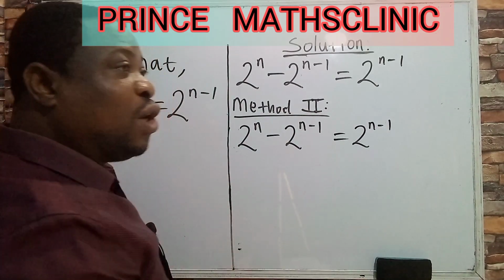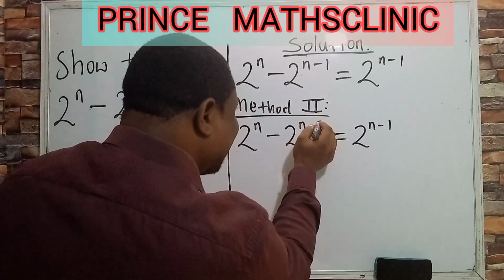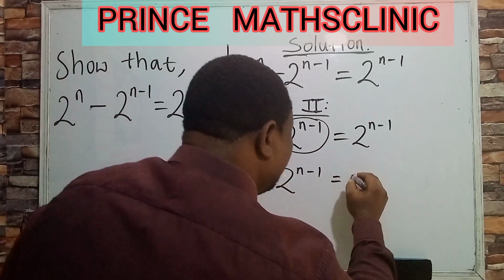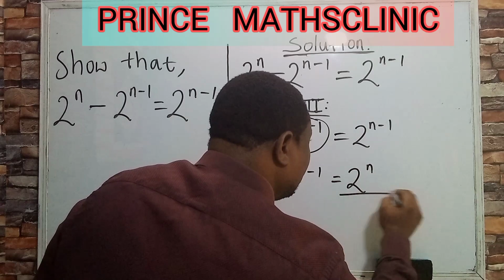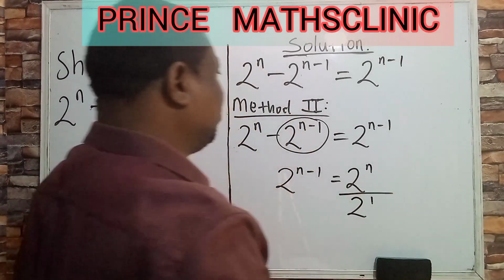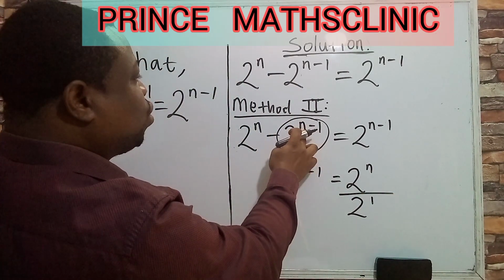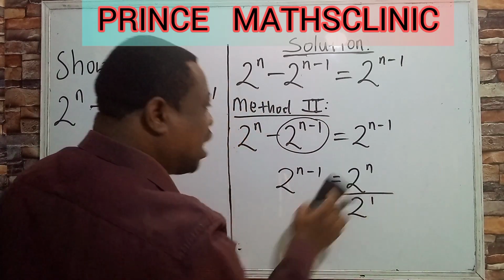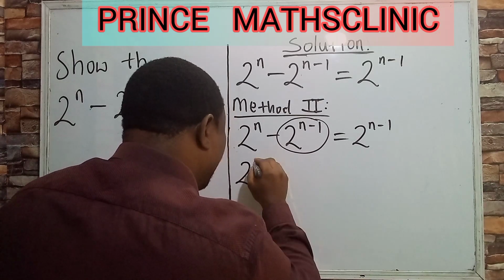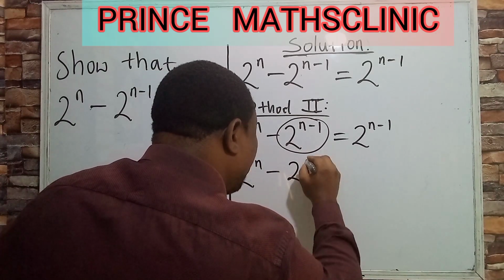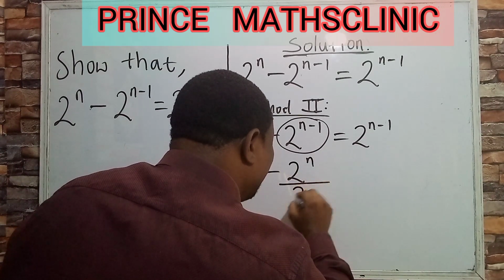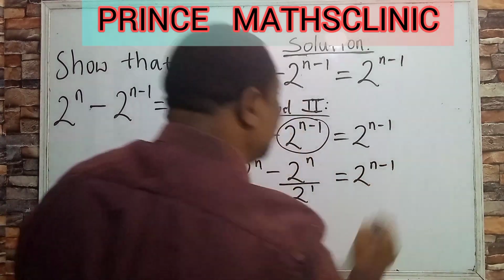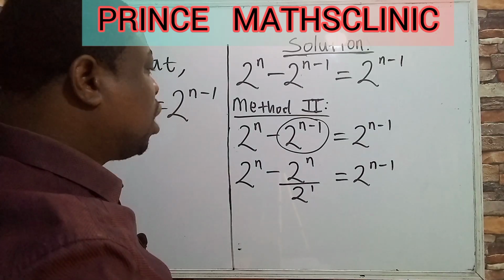Now, based on the laws of indices, we know that this portion here, which is 2 to the power of n minus 1, can be written as 2 to the power of n divided by 2 to the power of 1. So instead of writing 2 to the power of n minus 1, this is what I'm going to replace it with: 2 to the power of n minus 2 to the power of n divided by 2 to the power of 1, which is equal to 2 to the power of n minus 1.